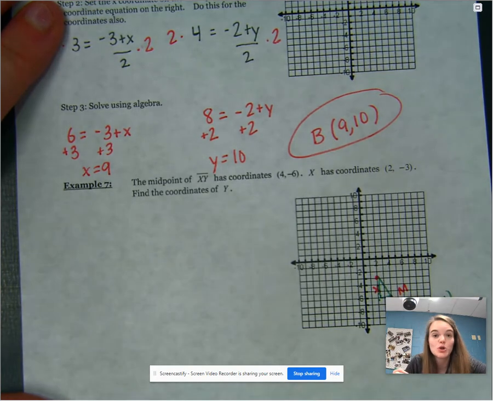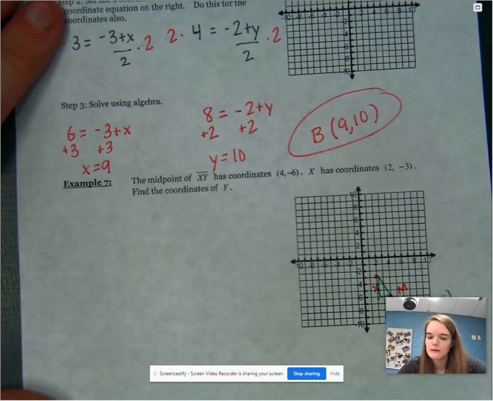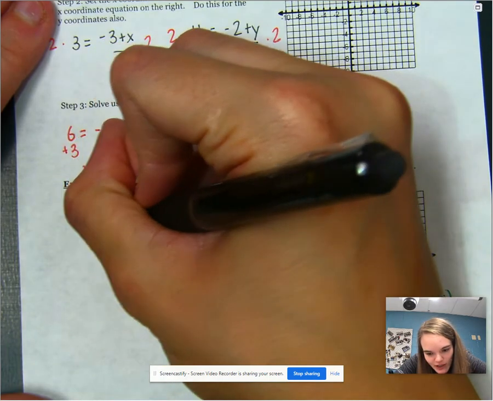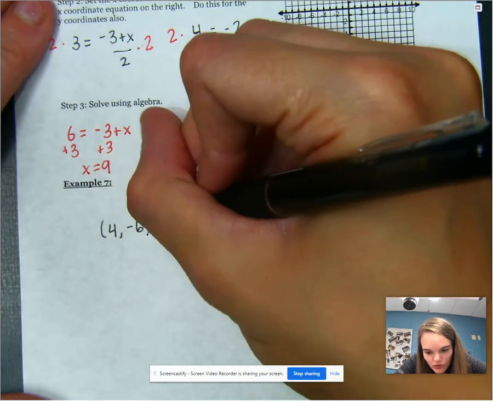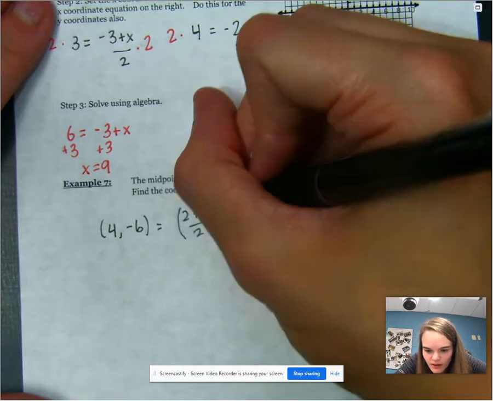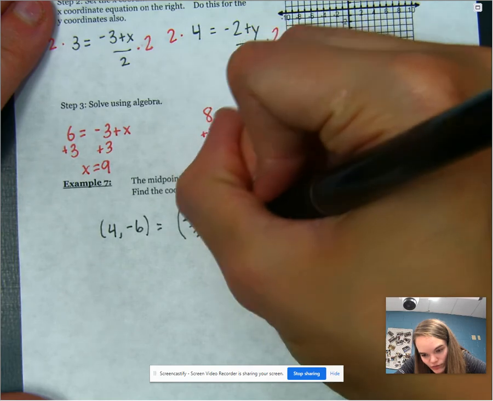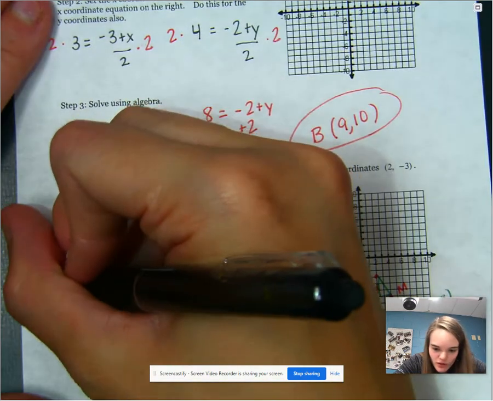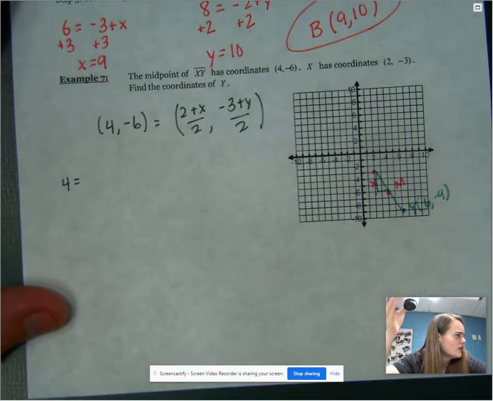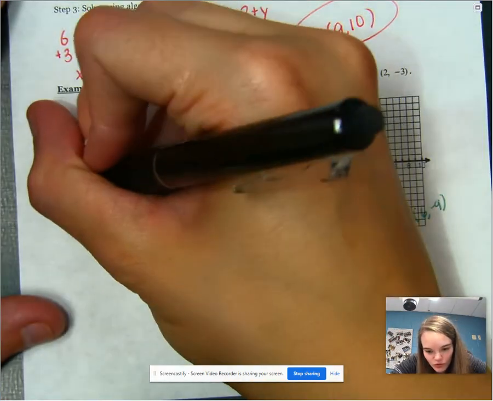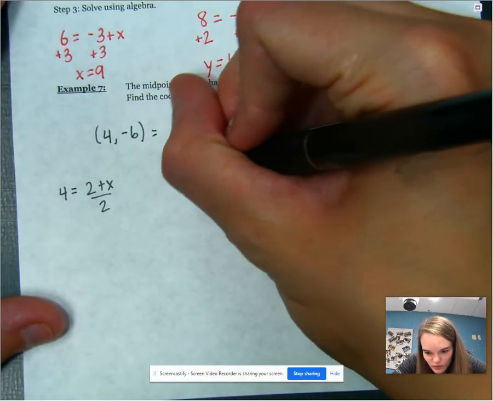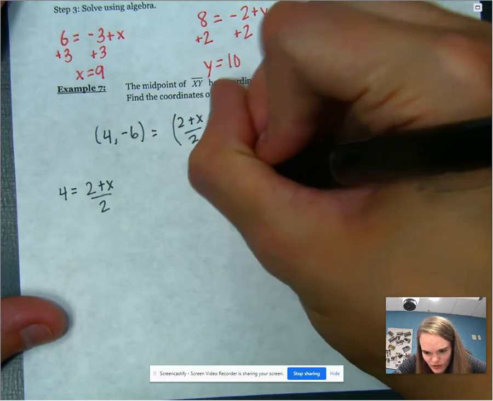If that's what you found in the algebra, great. I'm going to do the algebra too, just to check. So 4, negative 6 equals 2 plus x over 2 and negative 3 plus y over 2. So we set two formulas. 4 equals 2 plus x over 2. And negative 6 equals negative 3 plus y over 2.